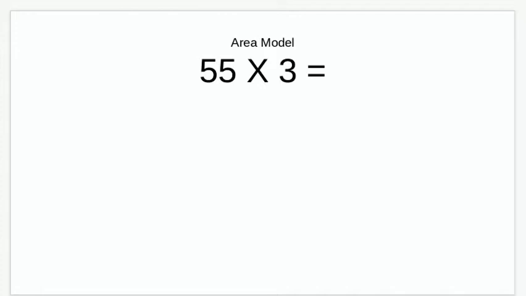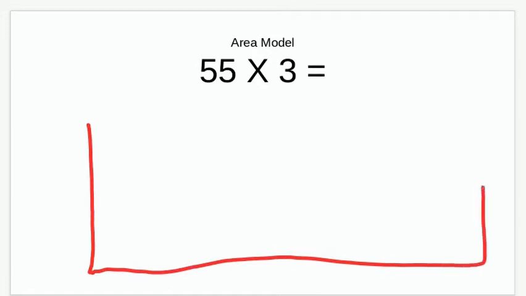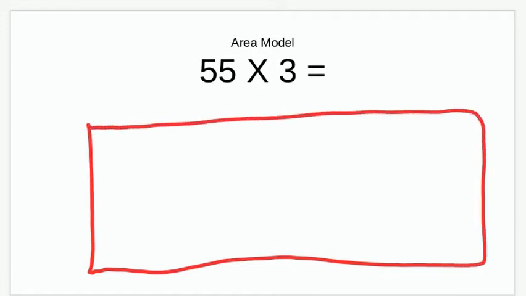Okay, let's practice the area model, this time doing 55 times 3. Again, start off by drawing your rectangle. Split it into two sections to represent your two-digit number. This time our two-digit number is 55. So that means we have 50 and 5. And both those parts multiply times 3.